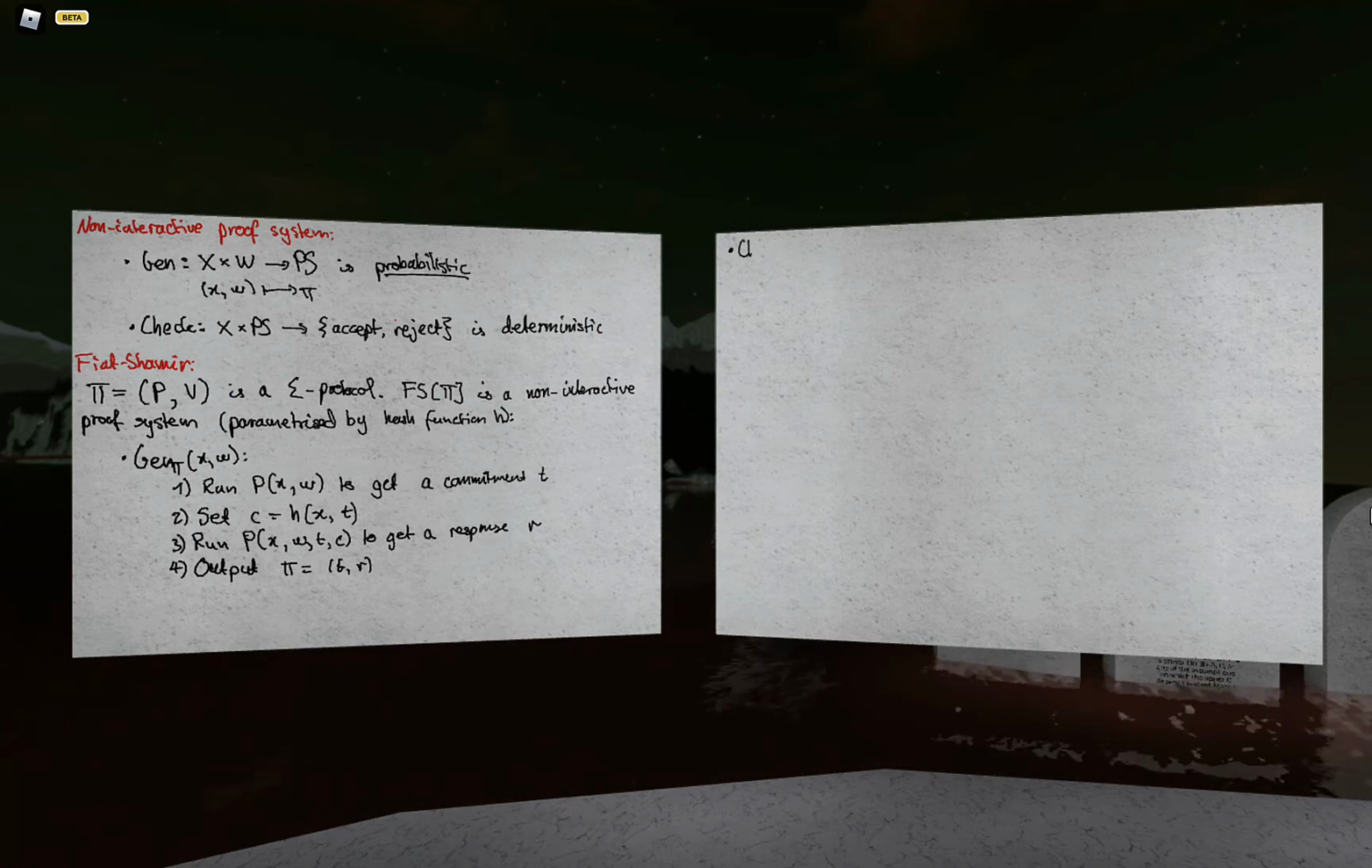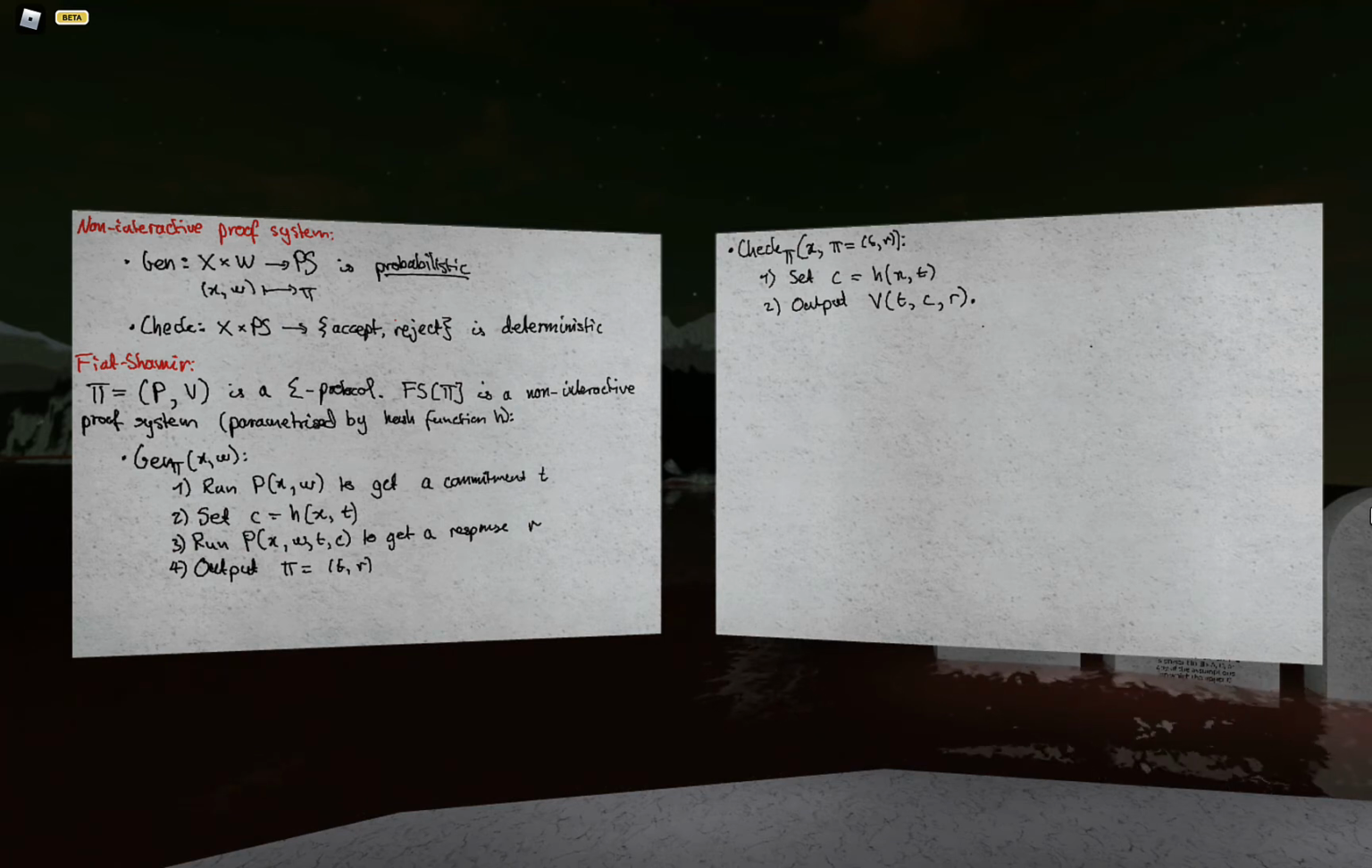And how do we define the check algorithm? Well, this is really quite straightforward. It's just going to generate the challenge itself and ask the verifier if this is a legit conversation. So we set the challenge to be the hash of the statement and commitment, and we just output what the verifier says, given challenge, response, and commitment. So this is the Fiat-Chameleon transformation, and this is how we're going to take a Sigma protocol and produce a non-interactive protocol. Any questions so far now that we're catching up?